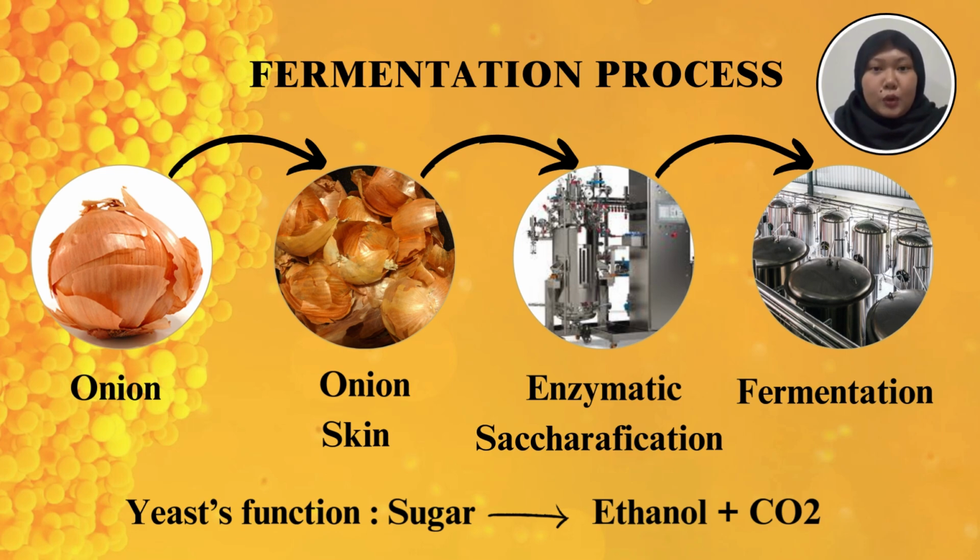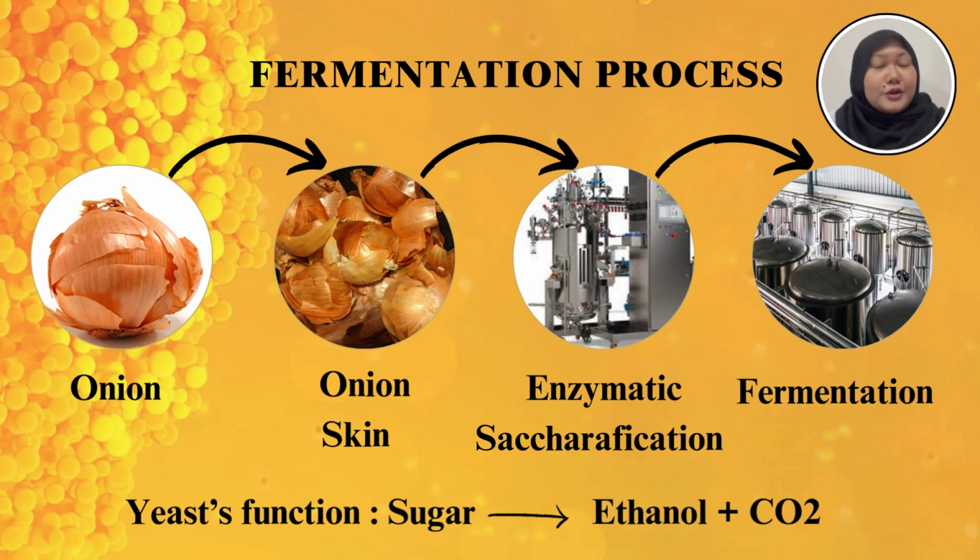This is because the lignin presence in the onion skin makes the fermentation not accessible, especially to the yeast. So when enzymatic saccharification is done, the lignin has been broken down by the amylase, and it will make the fermentation process easier, and it can produce a high conversion rate of fermentable sugar.